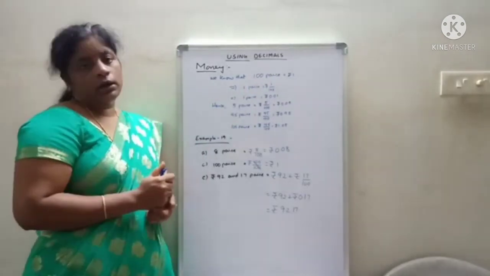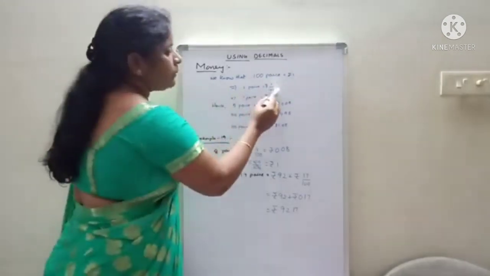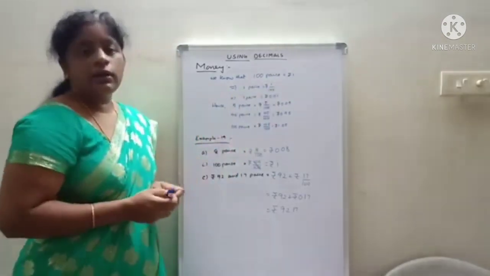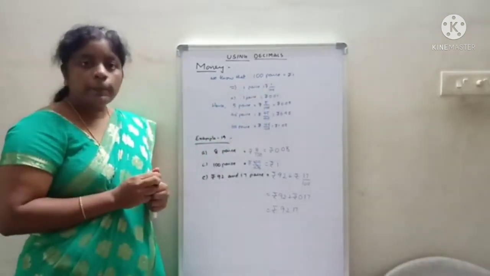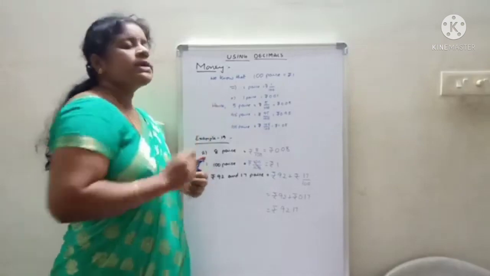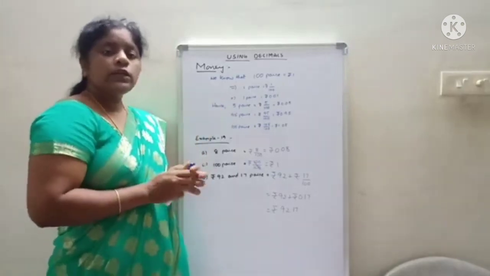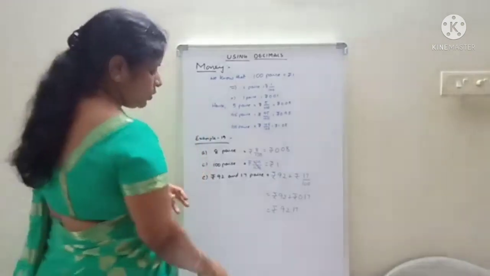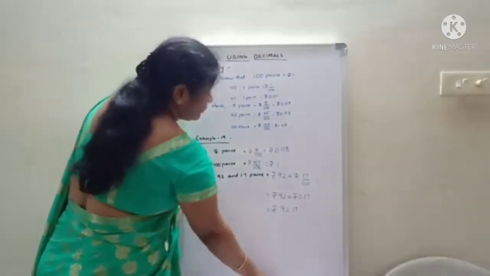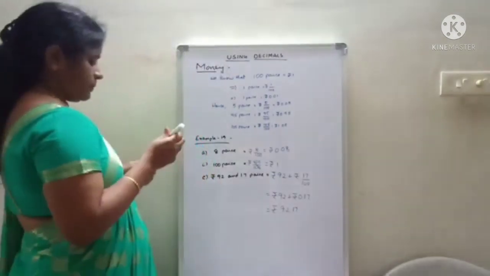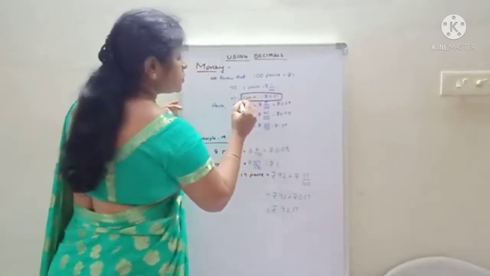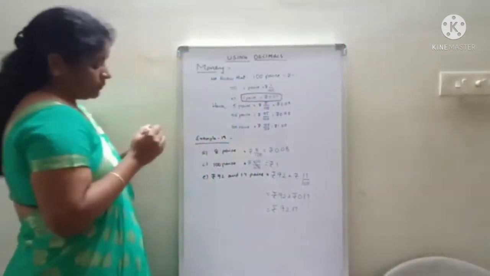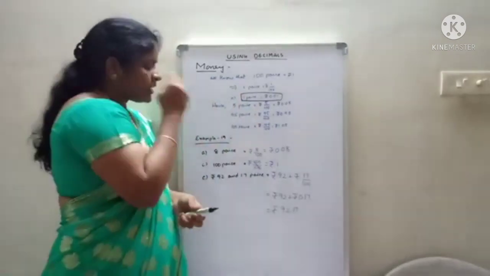Rupee 1 by 100. So 1 by 100, converted into decimals, is nothing but 0.01. So 1 paisa equals rupee 0.01.